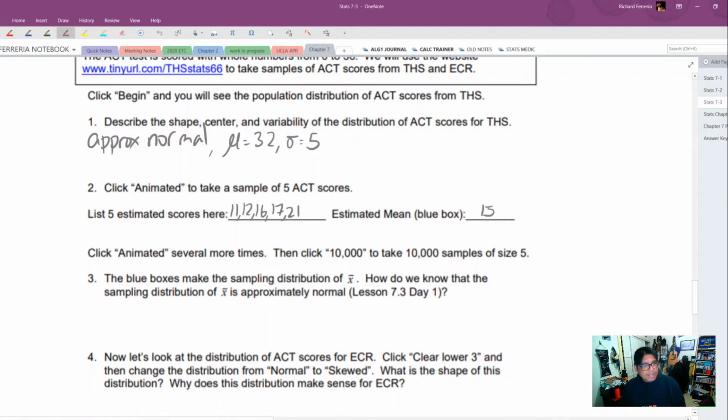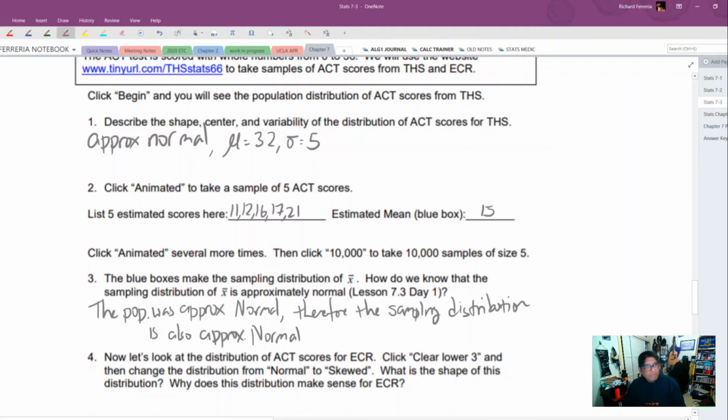The blue boxes make a sampling distribution for x bar. How do we know that that sampling distribution was going to be approximately normal? Well, the population was approximately normal. Therefore, the sampling distribution is also approximately normal. And I think I'm going to start typing because my handwriting is starting to disgust me.